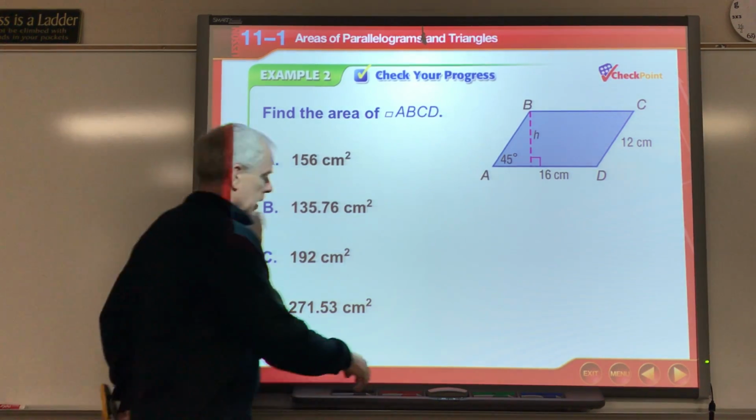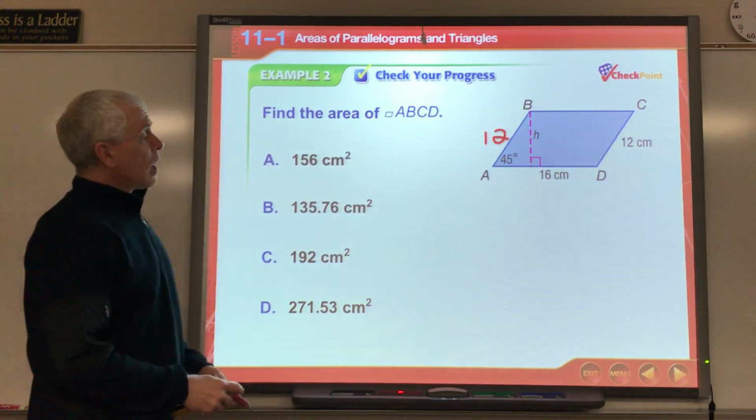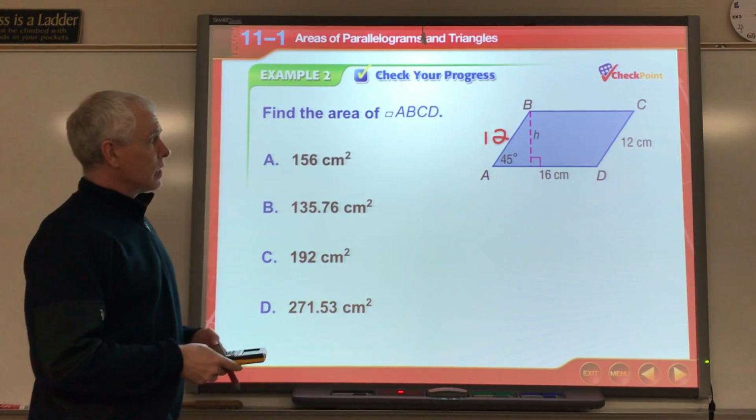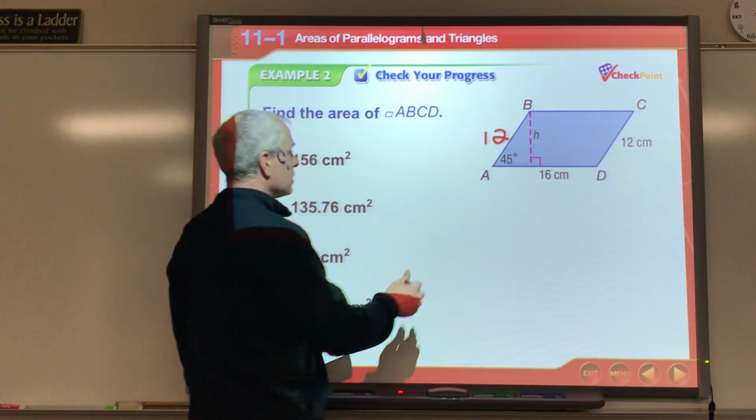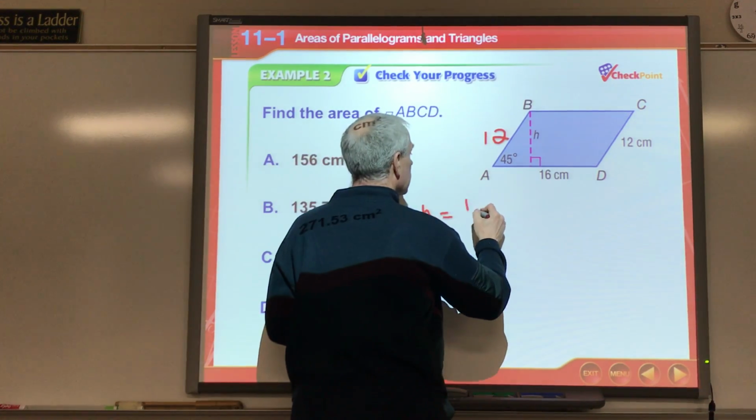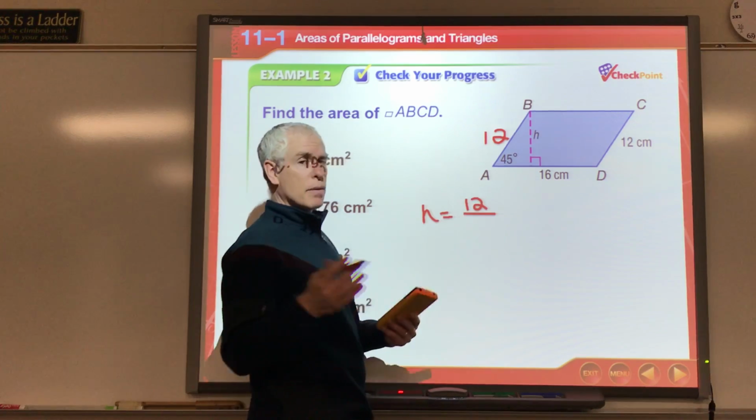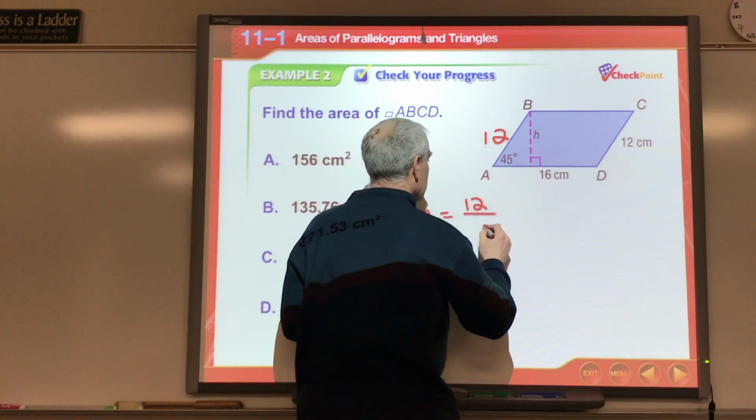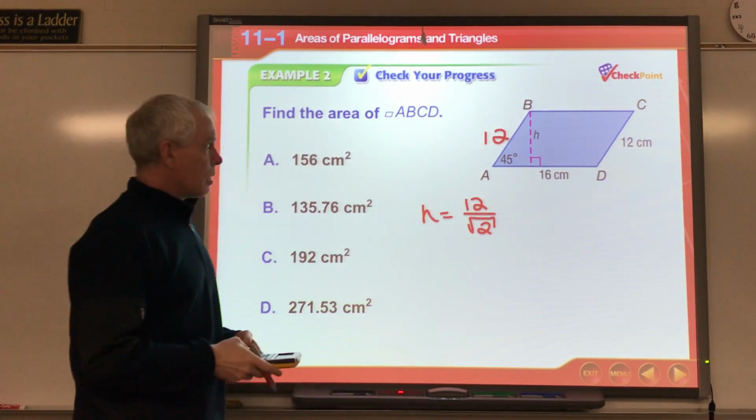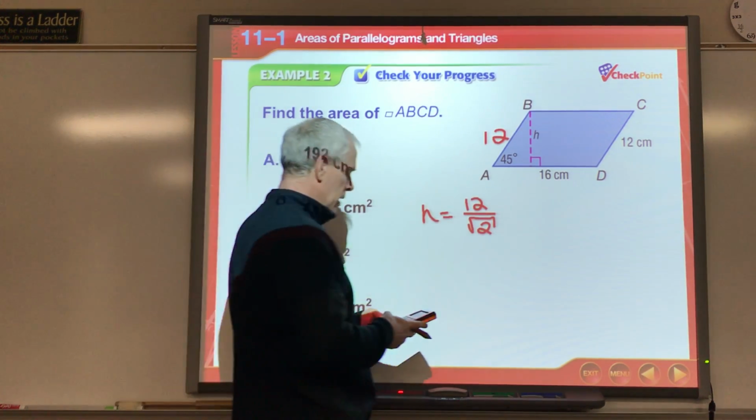Okay, let's see what we get. So the hypotenuse of that right triangle on the left side is 12. We said on the previous slide, if I wanted to find the leg of a 45, 45, 90 triangle where I'm given the hypotenuse, I'm going to take the hypotenuse and divide it by the square root of 2. So if I do that, 12 divided by the square root of 2 is about 8.49.